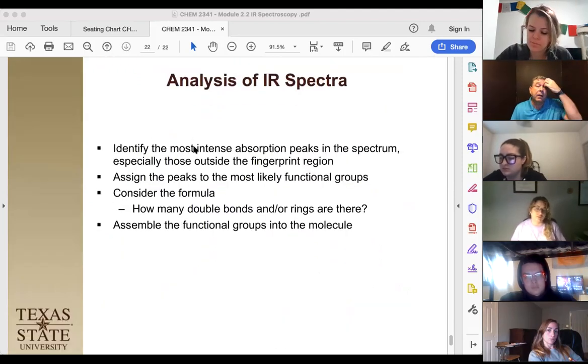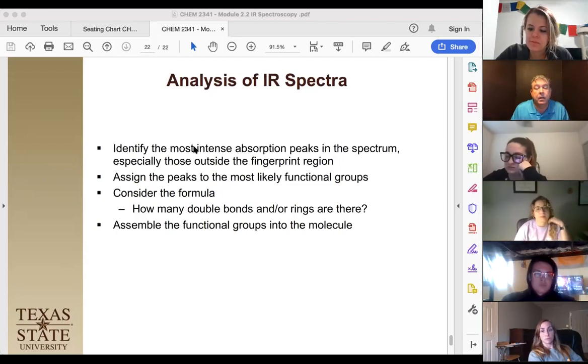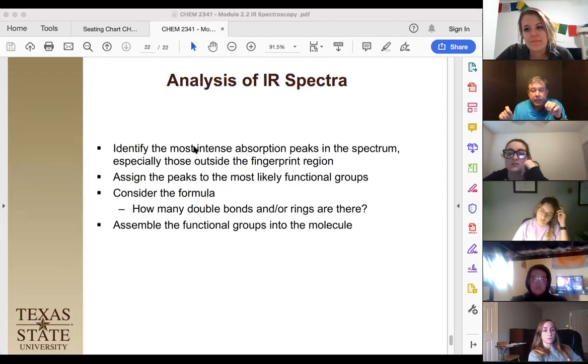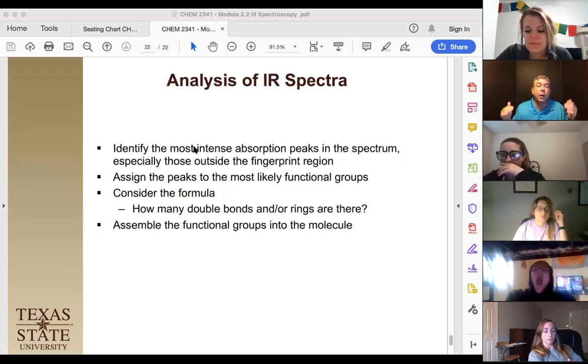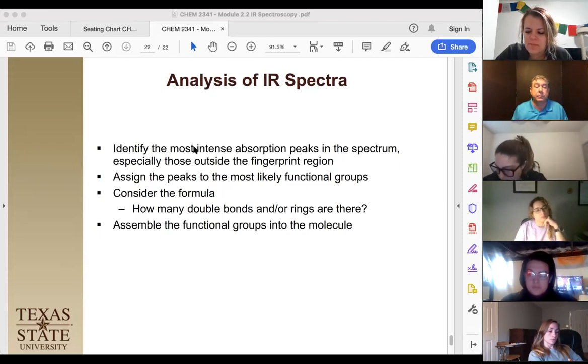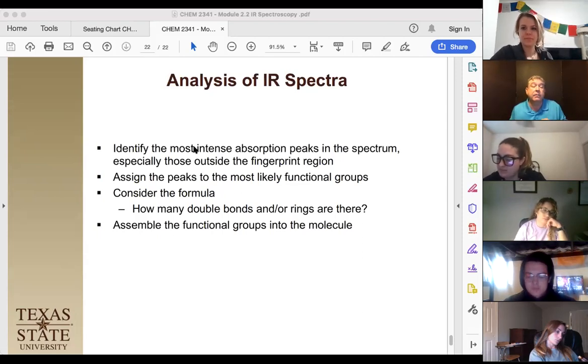All right, so now let's figure out a method for analyzing an IR spectrum, okay? So you can sit there and think about, oh, every little single peak and then drive yourself crazy. So don't do that. What we want to do is identify the most intense absorption peaks first, especially those above 1,000. The reason we do that is those are the strongest and those identify most of the functional groups very readily. Then we're going to assign the peaks that are most likely functional groups.